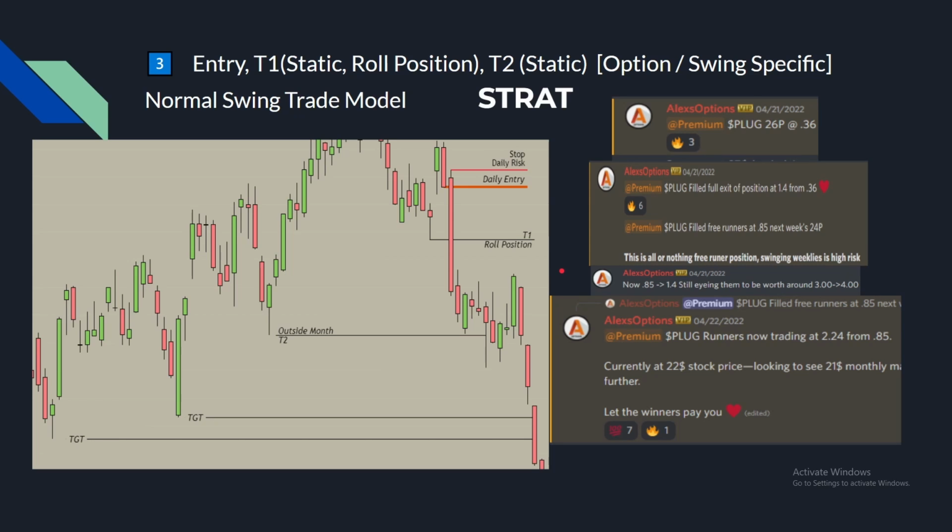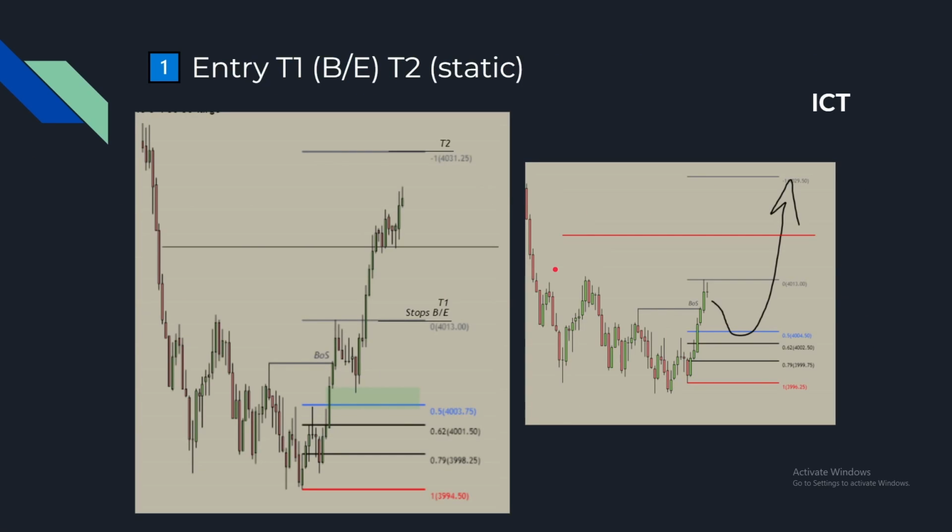And now we're kind of done with the strat ideas, and we're gonna move on to ICT. So on ICT, the number one is the same exact idea.